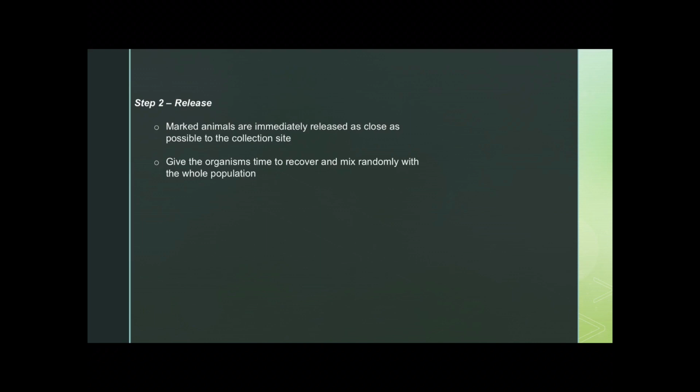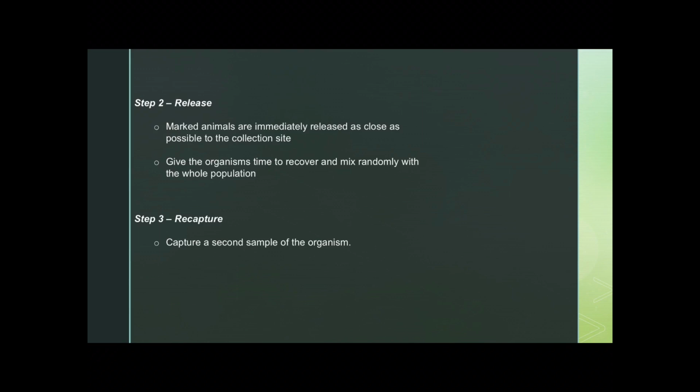In step two, once the ecologist has captured the organisms and marked them, they are then released. And the key thing here is to make sure that they are released as quickly as possible and as close to the collection site as possible. Because what we want is for those organisms to have an opportunity to recover from the trauma of being collected, but then to also mix randomly with the whole population.